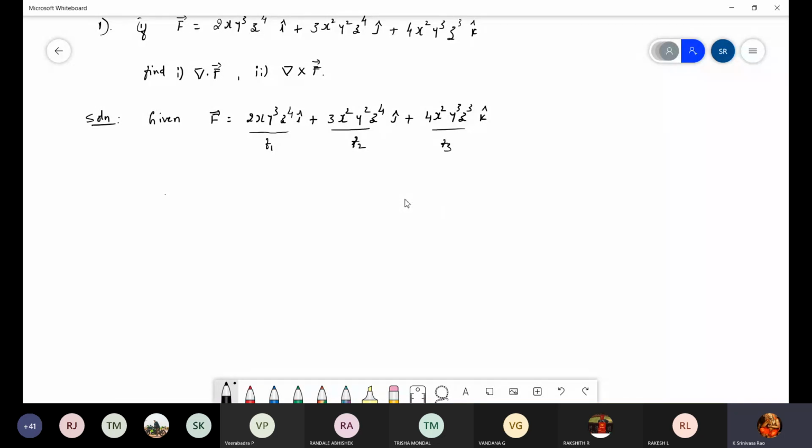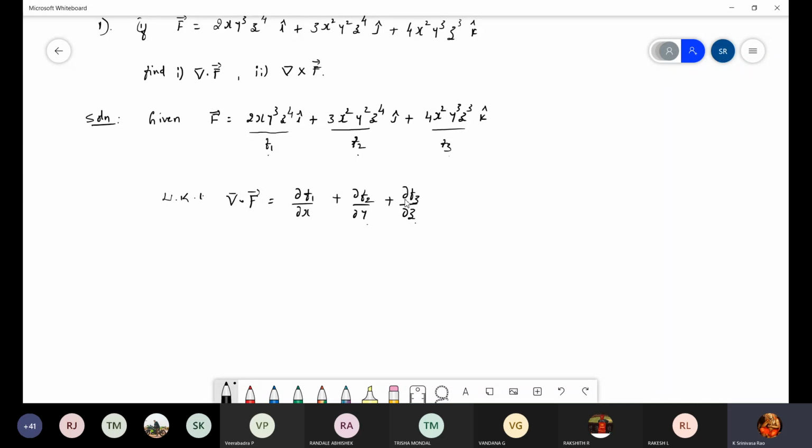We know that del dot F equals dou F1 by dou x plus dou F2 by dou y plus dou F3 by dou z, with no i j k. You have to differentiate the first component with respect to x, the second component with respect to y, the third component with respect to z. Without i j k, because it is a dot product, you should be very careful.